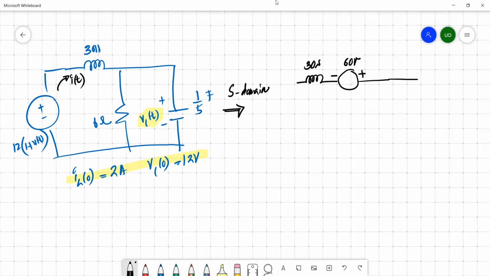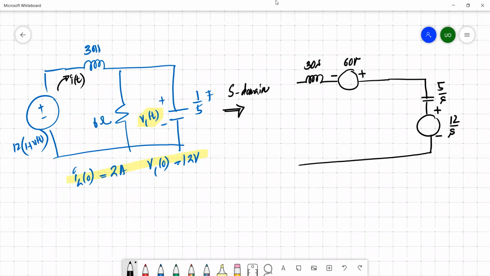Then we have this capacitor. Once you transform it to impedance, it becomes 1 over Cs. So 1 over C becomes 1 over 1/5, so it becomes 5 over S. Then this series source is in the same polarity, and the value of the source is V0 divided by S, so it becomes 12 over S. We have a resistor, nothing would happen to this, so it's 6.